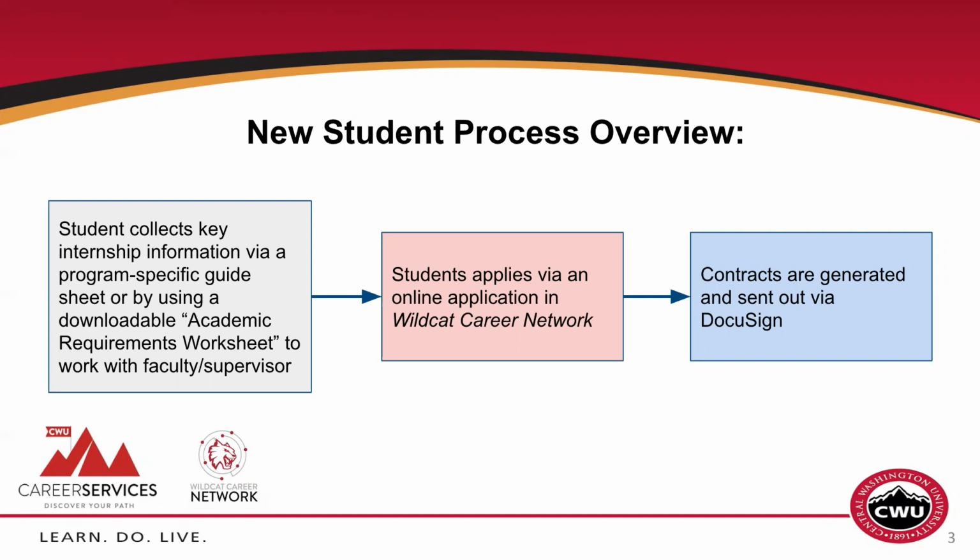So at this stage, students will either use a pre-filled guide as a reference sheet, or they'll be given an academic worksheet that they can then take to their faculty member to work through these types of questions. So once a student has collected that information, either from a guide or from a sheet, they then log into an application portal in the Wildcat Career Network.